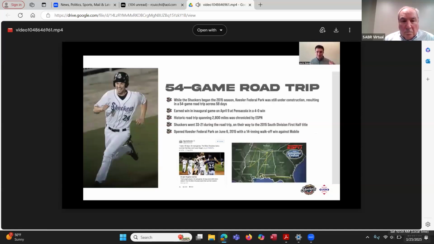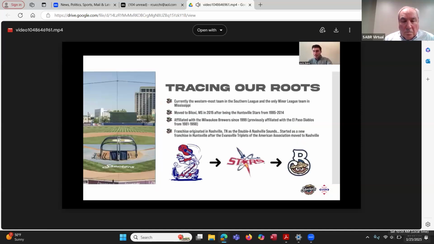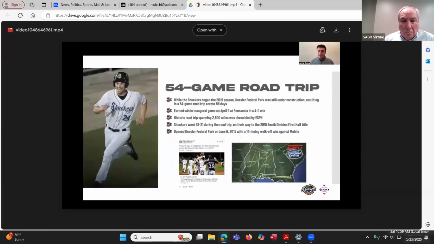So the 2015 season began, obviously, in Huntsville, moved to Biloxi. 2015 season began, and the ballpark was ready. So, opening day rolls around, can't play in Biloxi. What are you going to do? Well, you play 54 games in 58 days entirely on the road. You get a great map down there from ESPN on where the Shuckers played. They went everywhere around the Southern League. They would play as the home team in visiting ballparks. We even went back to Huntsville and Joe Davis Stadium to play a couple of games as well.